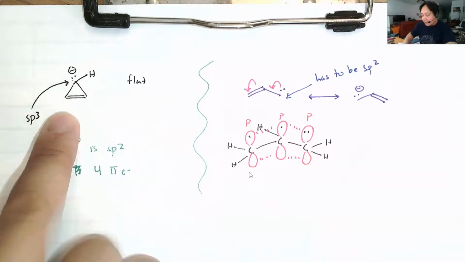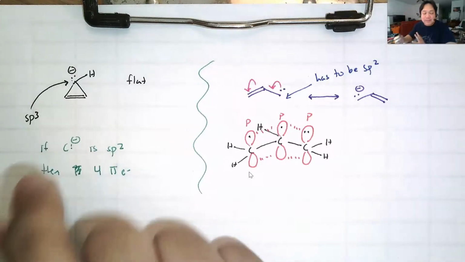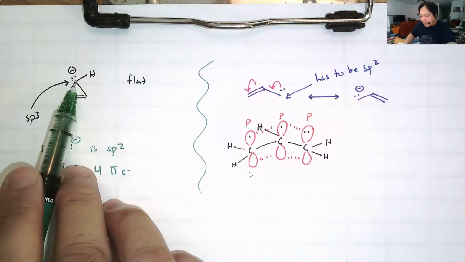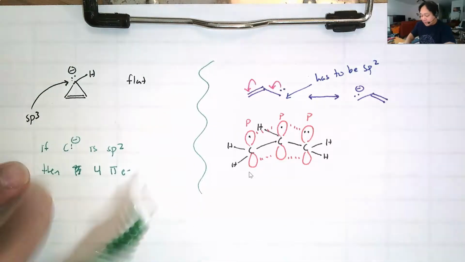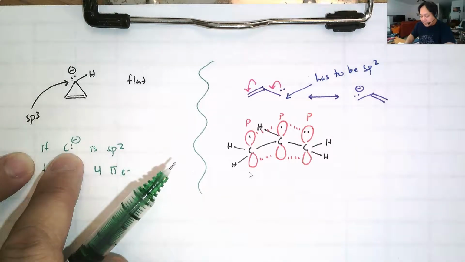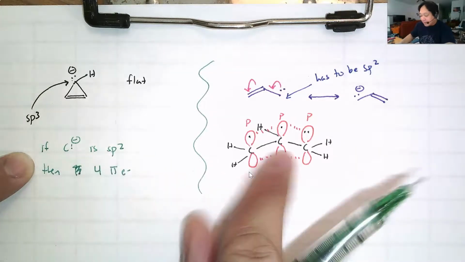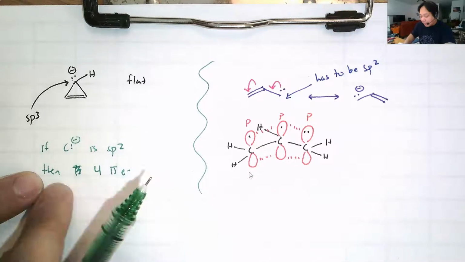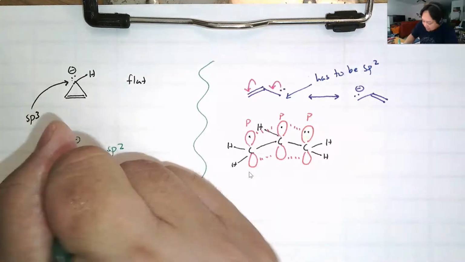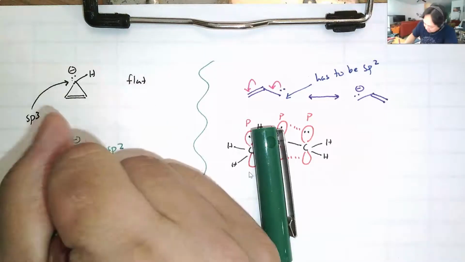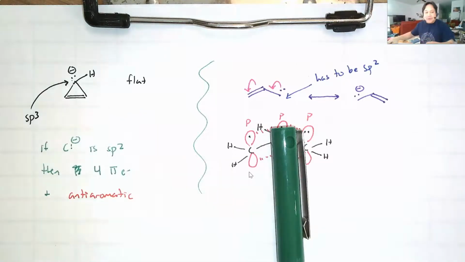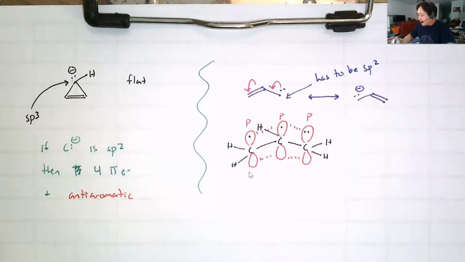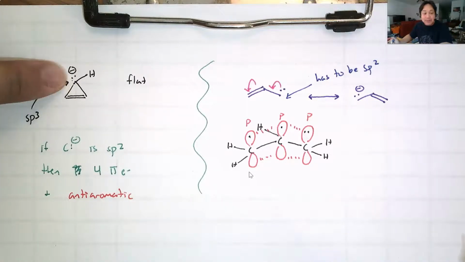But here it's cyclic, and we have to decide whether we want to count those electrons or not, whether this atom is sp2 or sp3. Let me finish this thought. If the C minus is sp2, for it to participate in resonance like this, then we actually have 4 pi electrons, and it's anti-aromatic. Therefore, what are we going to do? We're going to say that no, the molecule would rather have this hybridized as sp3.